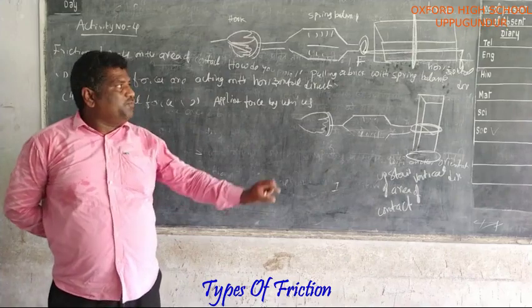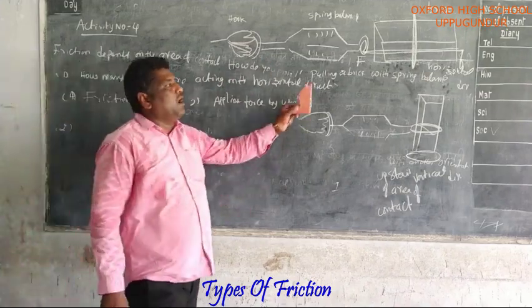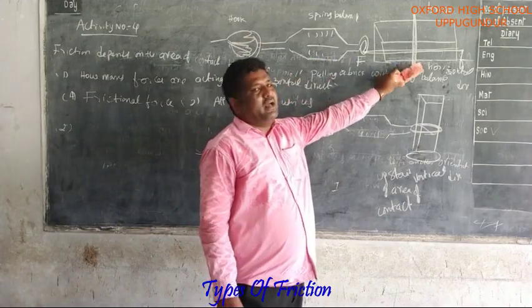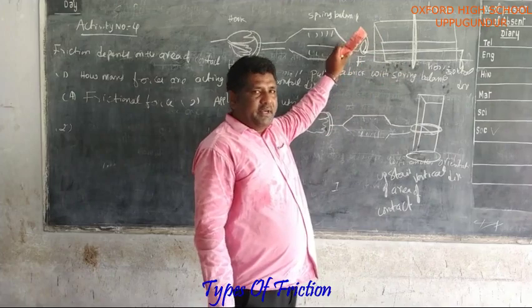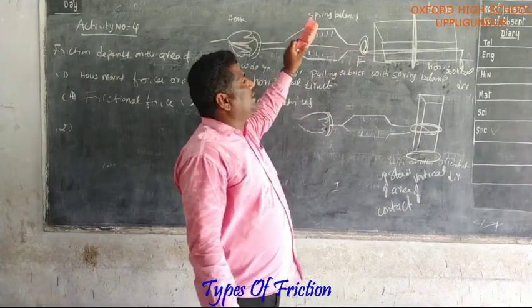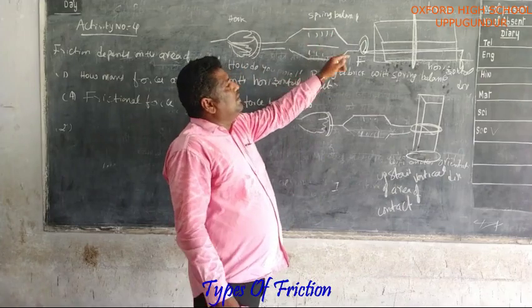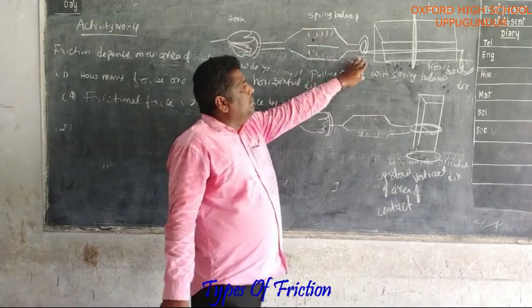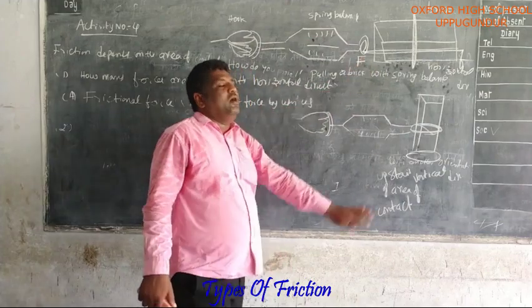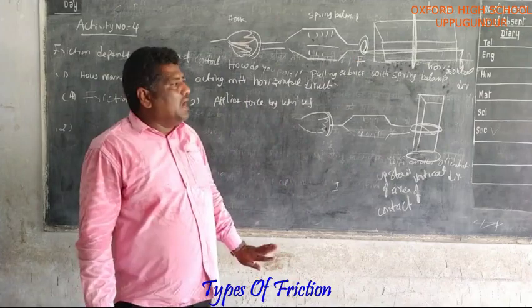Okay, now. First of all, we take one brick. This brick is kept in the horizontal direction. Now take one string and one spring balance with a hook. Now gently pull the hook and note the frictional force reading. So here the brick has more frictional force because of the area of contact.